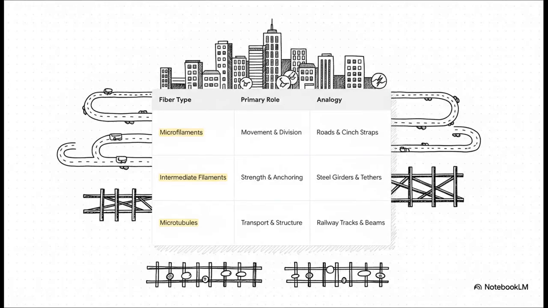And what actually holds this entire city together and gives it its shape? That's the cytoskeleton. And it's not a rigid, bony skeleton. It's a dynamic, ever-changing network of protein fibers. You've got microfilaments, which are like the local roads that help things move. You've got intermediate filaments, which are like the steel girders, giving the city its strength. And then you've got the microtubules. These are the major highways, the railway tracks that are used to transport big cargo from one end of the city to the other. It provides shape, strength, and the entire logistics network.